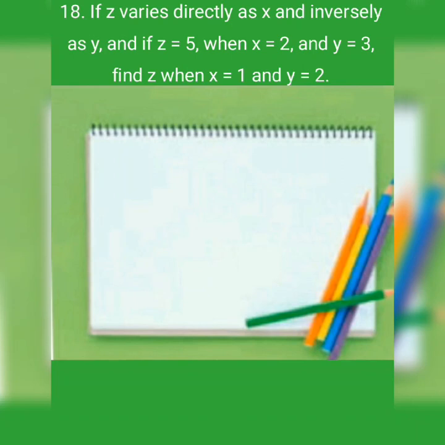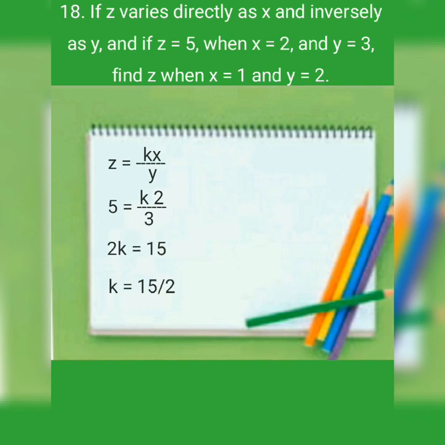If z varies directly as x and inversely as y, and if z is equal to 5 when x is equal to 2 and y is equal to 3, find z when x is equal to 1 and y is equal to 2. Z varies directly as x and inversely as y can be represented as z is equal to kx over y. By substitution, 5 is equal to k times 2 all over 3. By cross multiplication, 3 times 5 is equal to 15, which is equal to 2k. So, k is equal to 15/2.